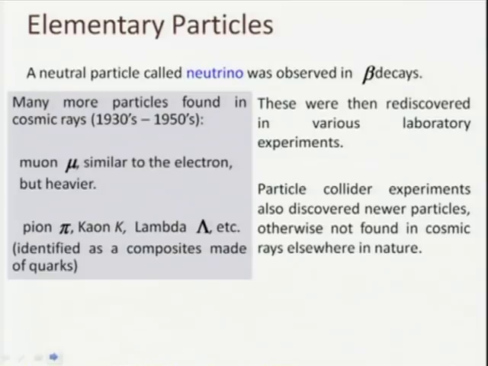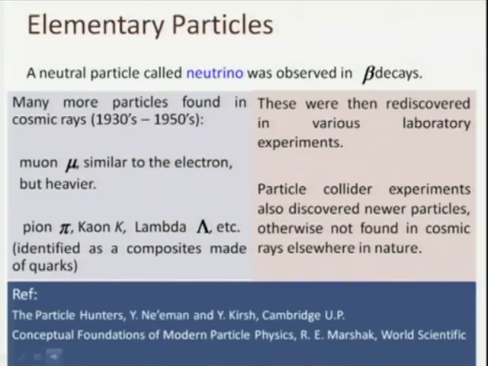These particles were also discovered in various laboratory experiments. Scattering experiments were going on, and we could also produce all these particles in scattering experiments. These collider experiments also discovered many other particles which were not even present in cosmic rays. Thus, there are a lot of subatomic particles that were discovered in the 20th century.